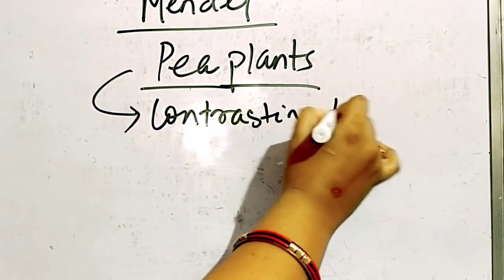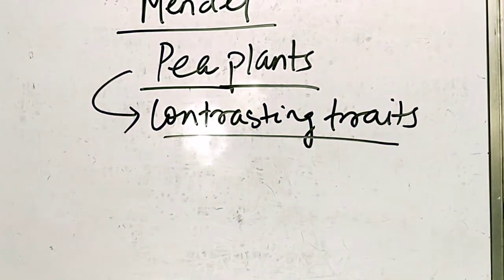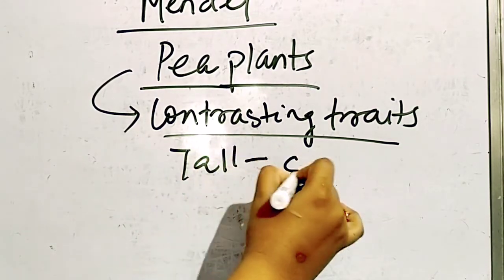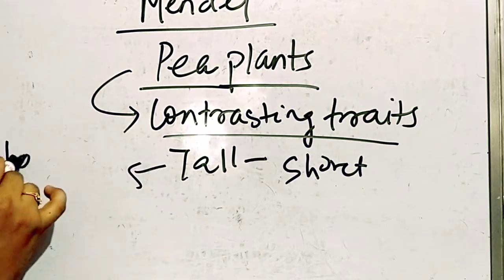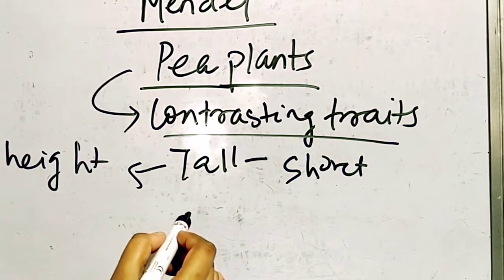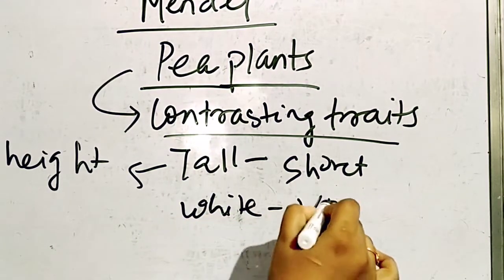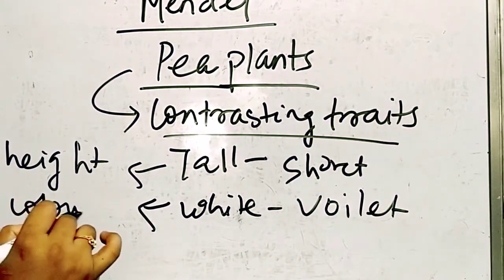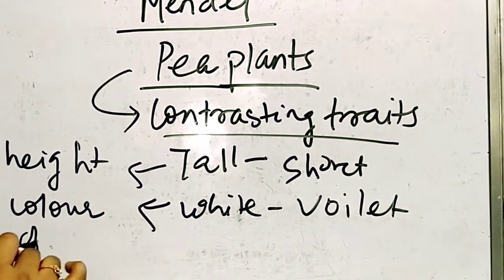So what is the meaning of contrasting traits? It has traits which completely show opposite characteristics. For example, tall and short are two contrasting traits of the character height. At the same time, there are two other characters. If I take, like, white and violet are two contrasting characters of the color of the flower.